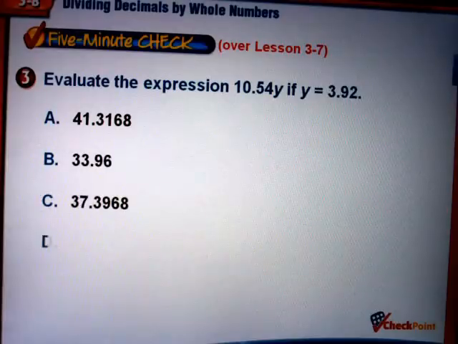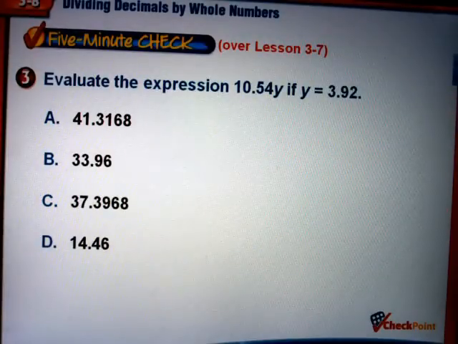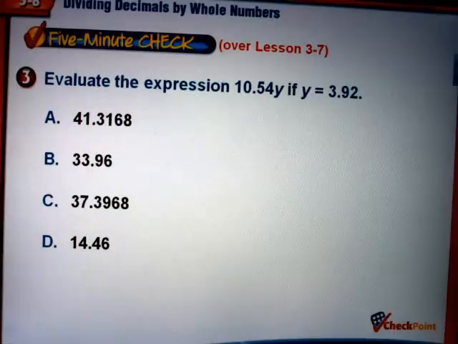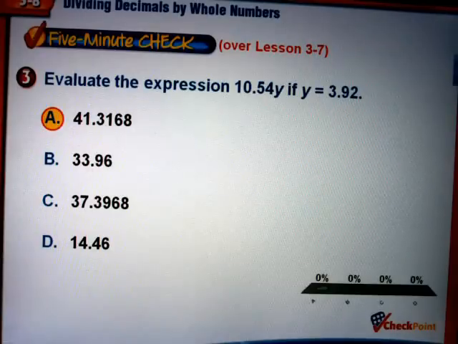So now evaluate the expression 10 and 54 hundredths times y, if y is equal to 3 and 92 hundredths. So in other words, you're just multiplying those two quantities together. Is the answer A, B, C, or D? And your answer is A.